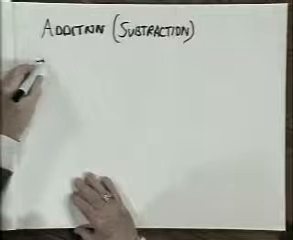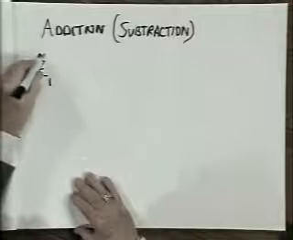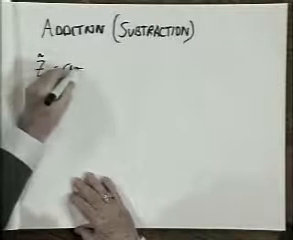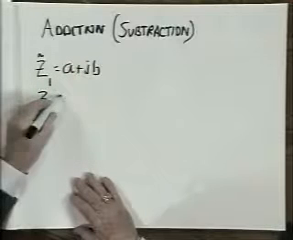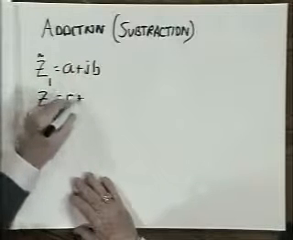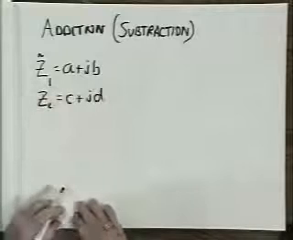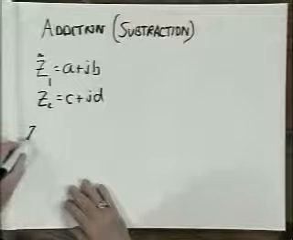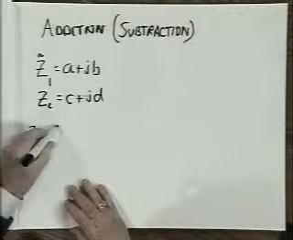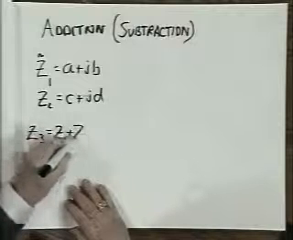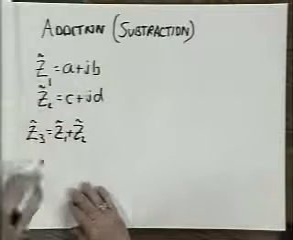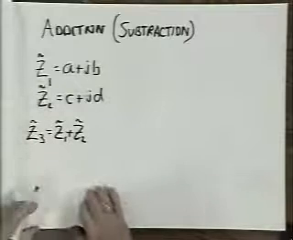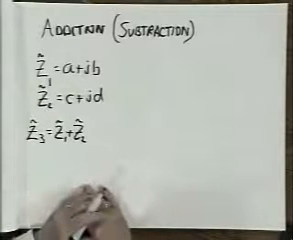Suppose I have two complex numbers, z1 equals a plus jb, and z2 equals c plus jd. And I want to form z3, which is equal to z1 plus z2. Got to put the tildes on hold here to keep it straight. Just indicate these are complex numbers, not real numbers. How do I form the sum z3 equals z1 plus z2?